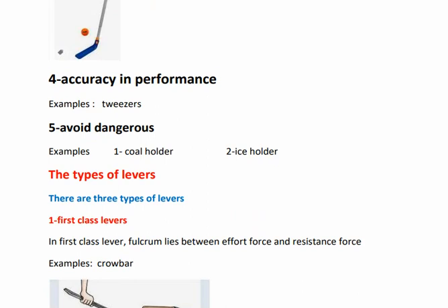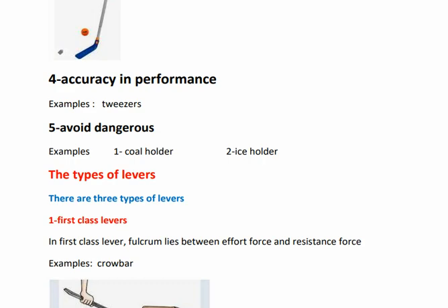Types of levers. There are 3 types of levers. Actually, we determine the type of lever according to which part of the lever is found in the middle. It means which is in the middle: fulcrum, effort force, or resistance force. So there are 3 types of levers.